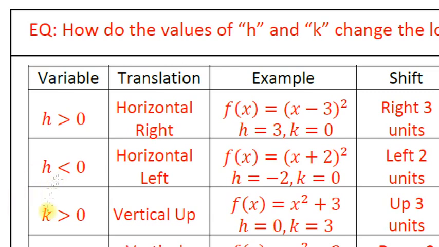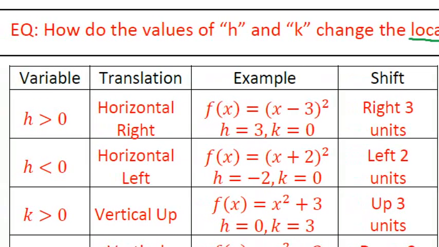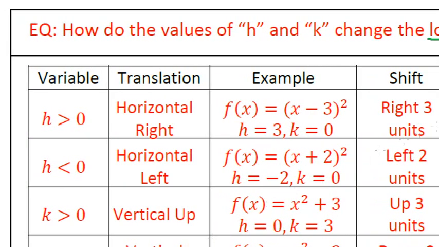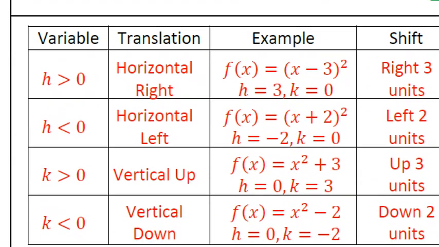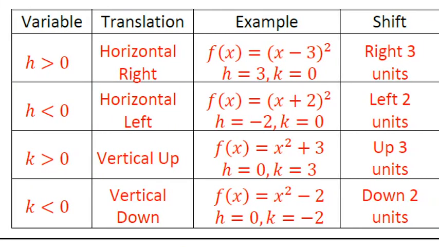So how do the values of h and k change the location? You should be highlighting or underlining this word location, because h and k change the location of a quadratic graph. Let's go ahead and fill out this table. This table looks a lot like the table we just did for the effects of a, only now it's going to give you information on how h and k affect the graph.